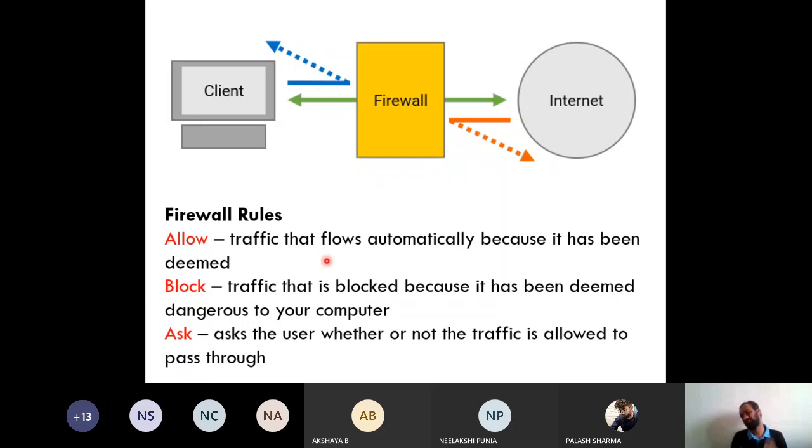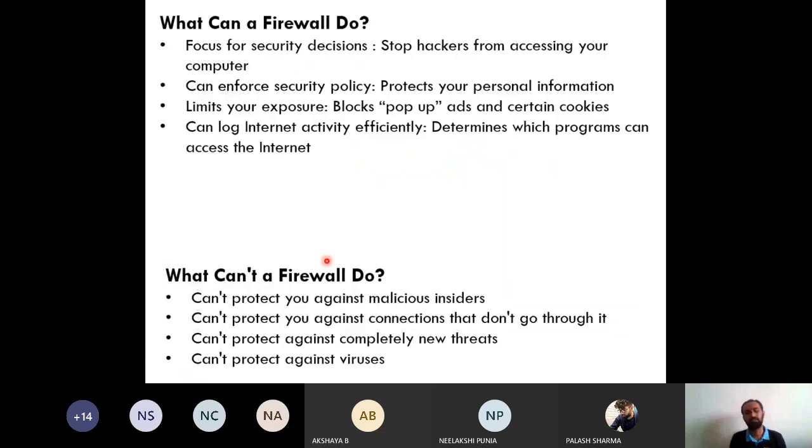Next is a very simple thing. You are supposed to know what can be done by the firewall and what cannot be done by the firewall. All this I said till now focuses on security decision making. There will be a set of policies for that. You need to limit your exposure. You should not be global. The last one is that it can also log internet activity. All these things I said, but this is a very important point you are supposed to know: what are the things the firewall cannot do.